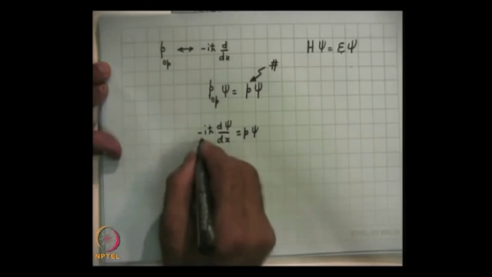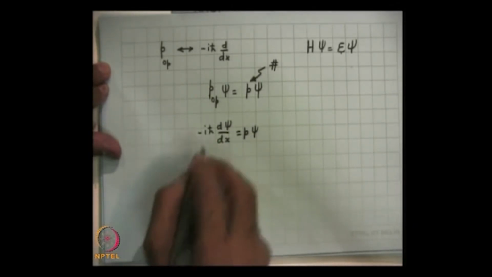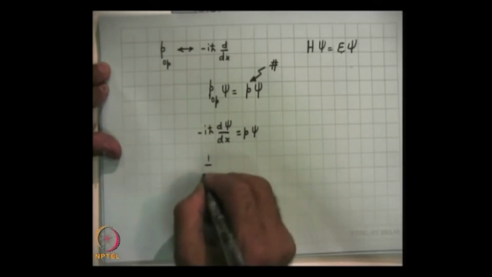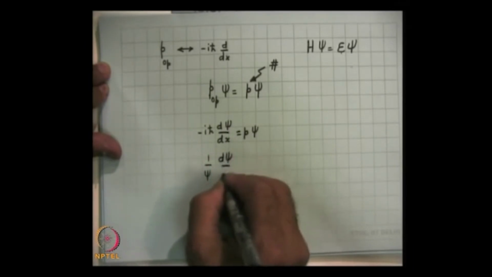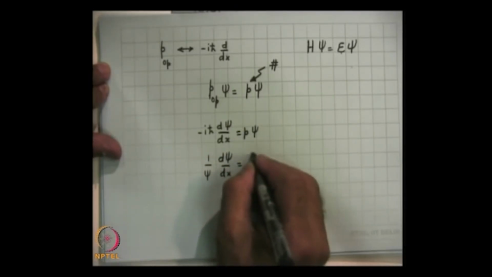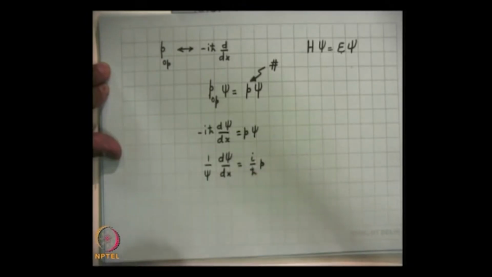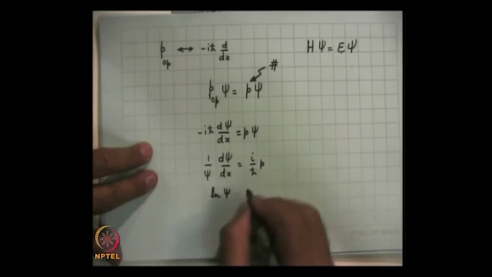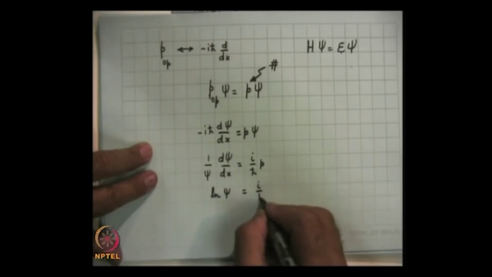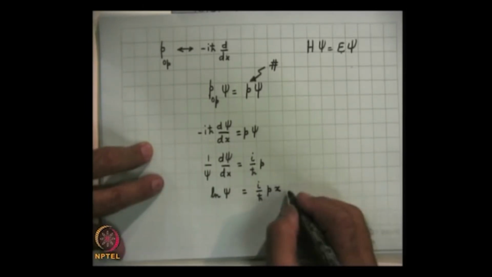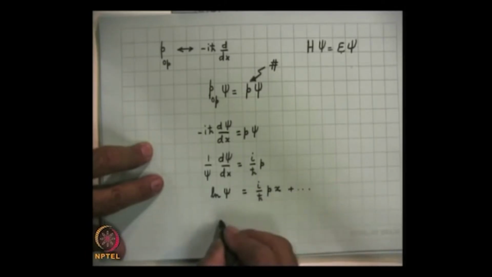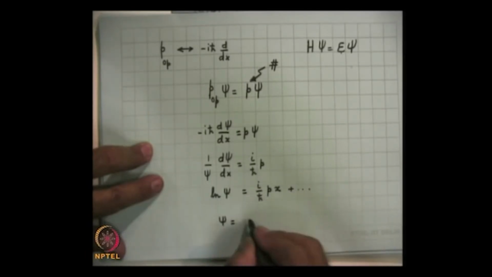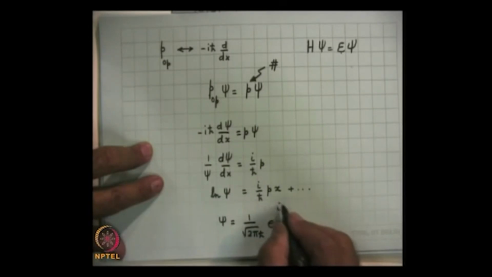So, I multiply by i by h cross. The left hand side becomes 1. So, I get 1 over psi d psi by dx is equal to i by h cross times P. If you integrate this, you get log psi is equal to i by h cross P times x plus a constant. So, psi becomes, with the constant I will choose as 1 over under root of 2 pi h cross, e to the power of i by h cross p x.